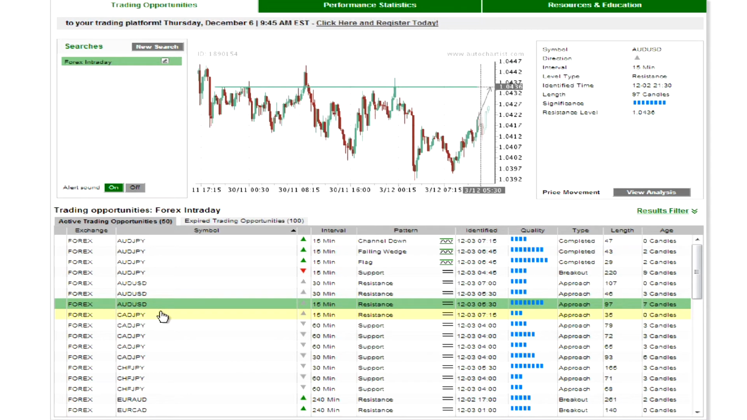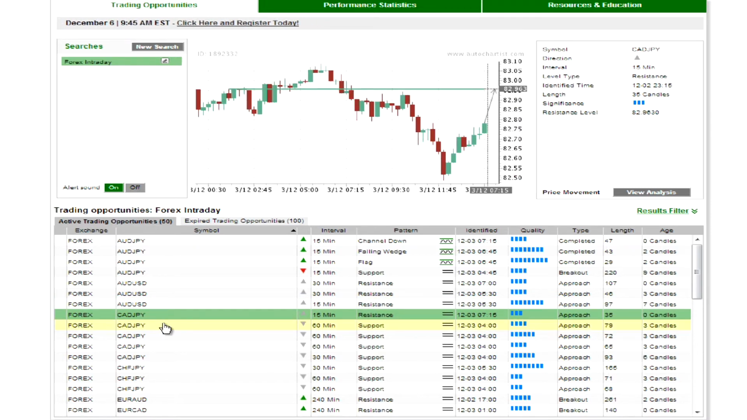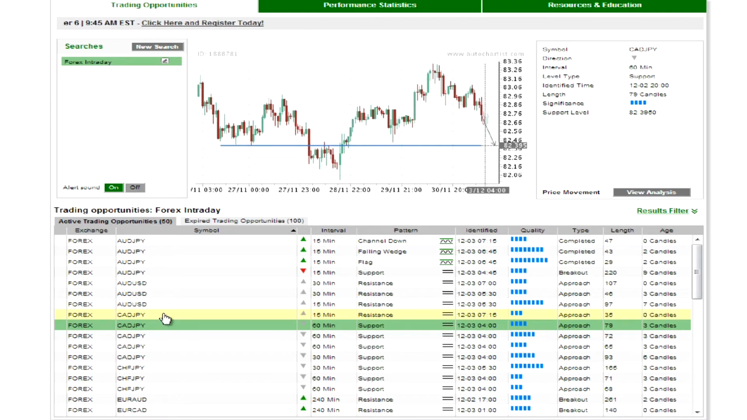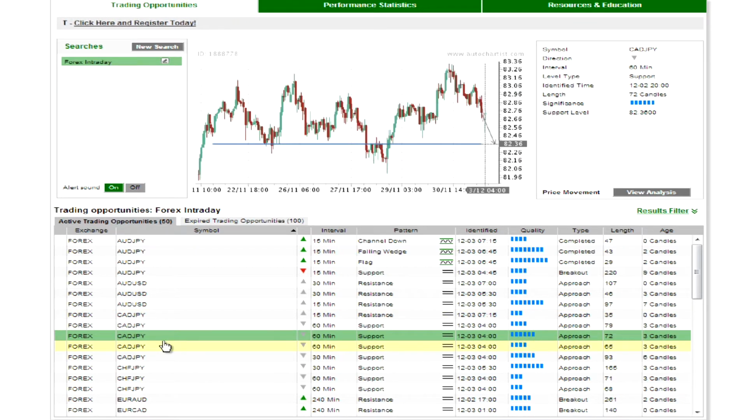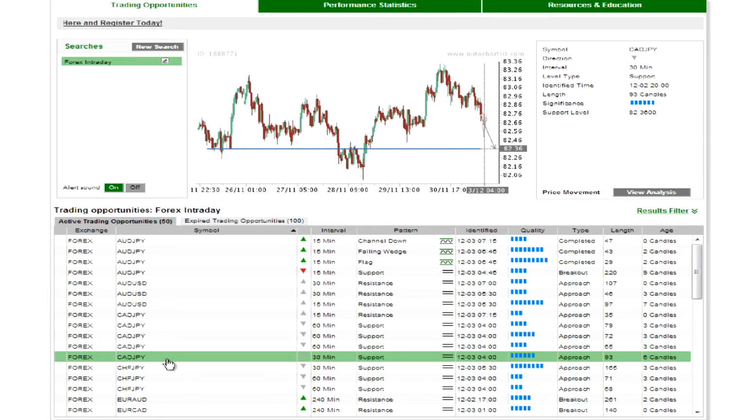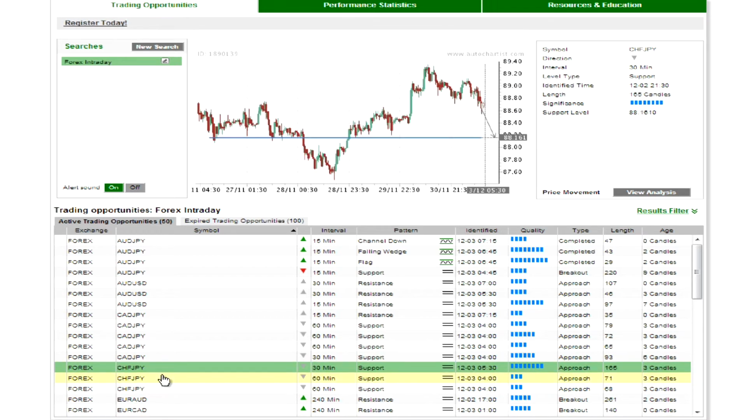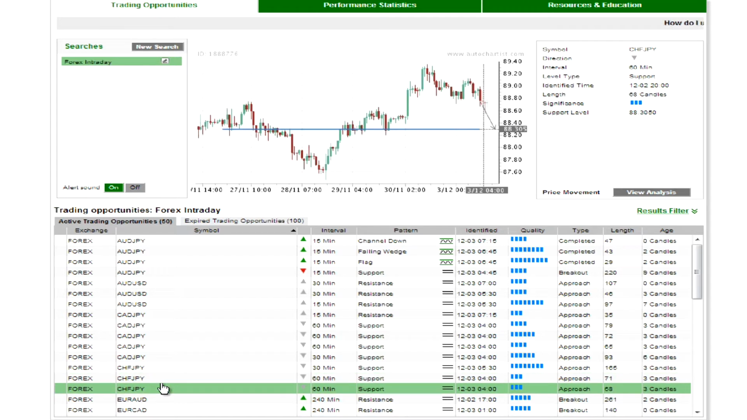AUDUSD, am I going to look at that one? Potentially a nice AUDUSD, nice AUDUSD patterns. CADJPY, a little bit confusing, up in some ways, down in other ways, so I'm not going to be trading that. Let's move on to CHF Japanese yen. Same kind of pattern. Let's go for that. CHFJPY.